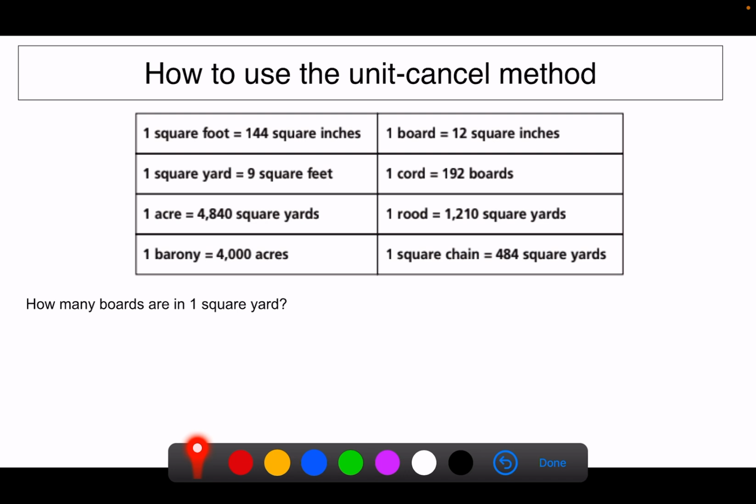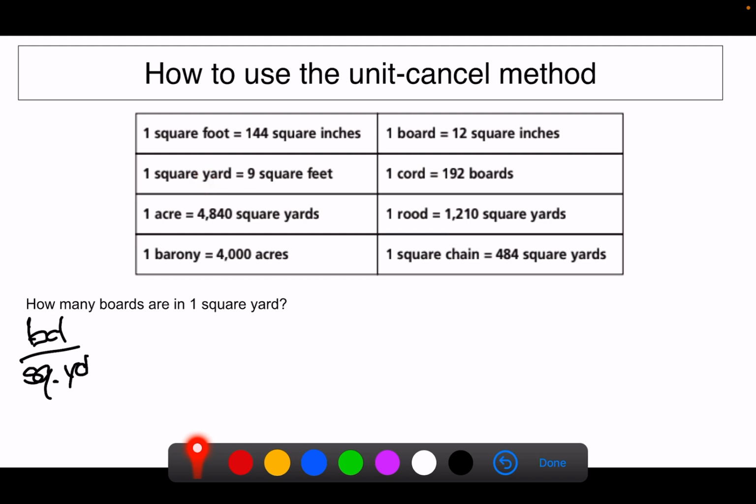Here we go. We want boards in 1 square yard. So I'm going to write over here BD for boards and square yards. That's what I'm after. Those are the units that I want left after I cancel. So let's see what I got. I have square yards in square feet, I have boards in square inches, and I have square foot in square inches. So let's start with 9 square feet equals a square yard, and then we can take yards.